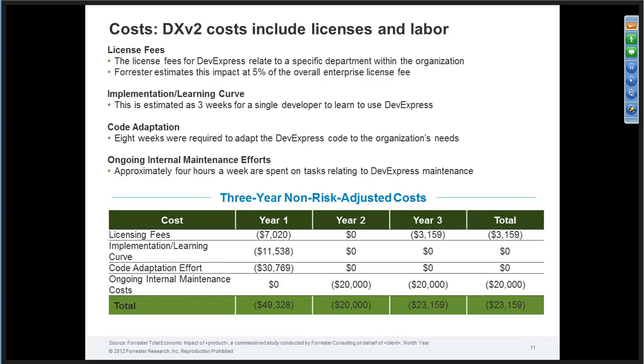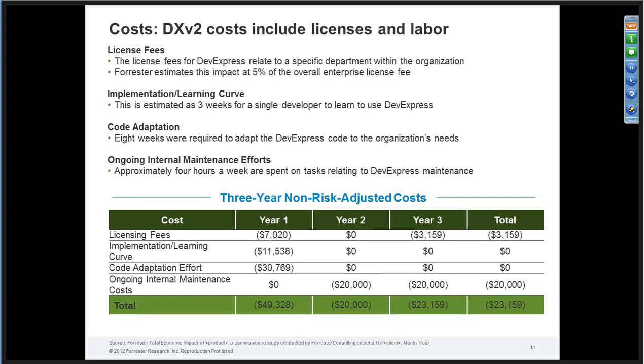The other thing that we saw then was the cost that they had to adapt the code to the organization's needs. That was about $30,000. If you were just dropping in the grid and using it, in your situation, you would not have this cost. It would probably be closer to 0 for you. But in this case, since they did some modification, that was part of the overall equation.